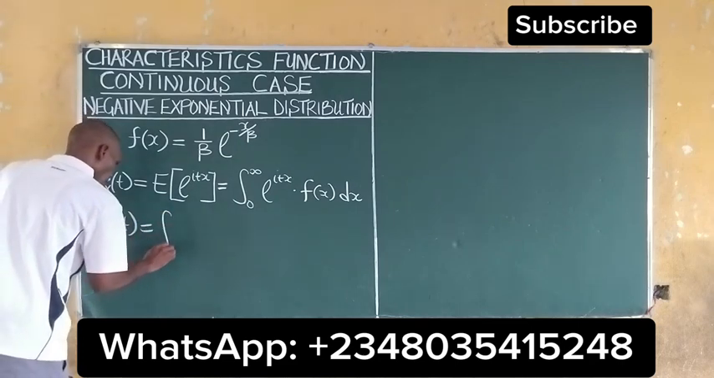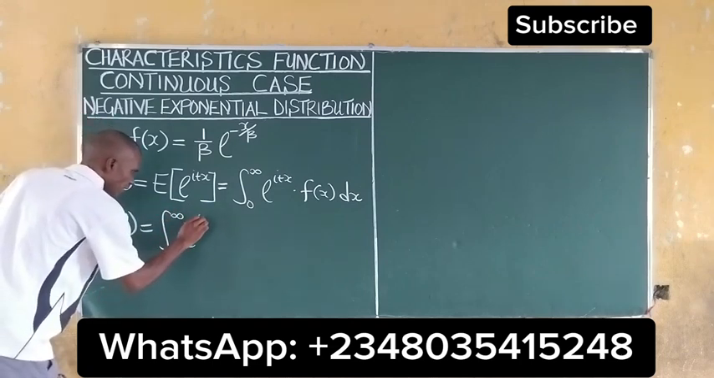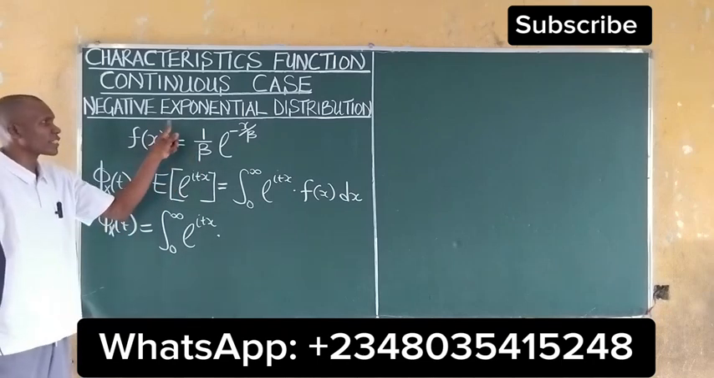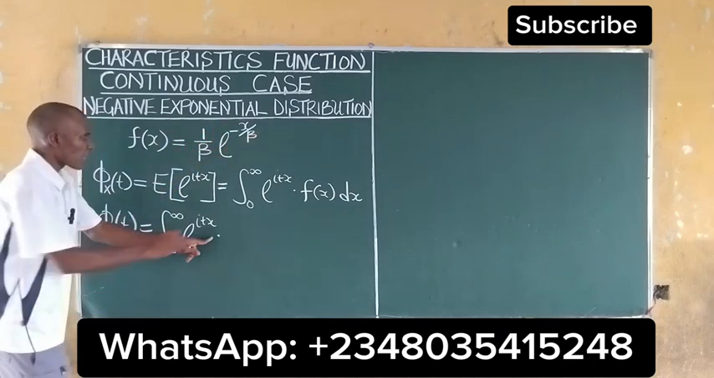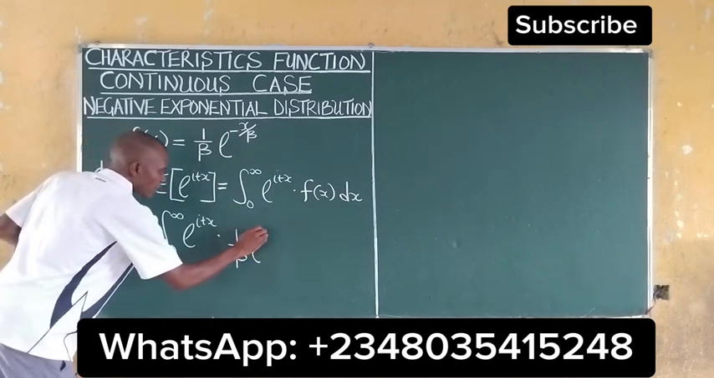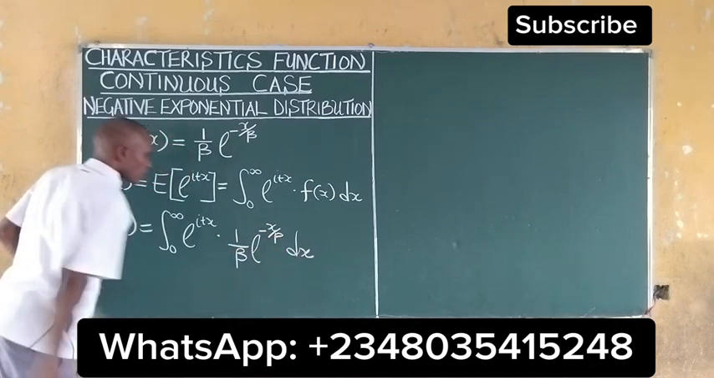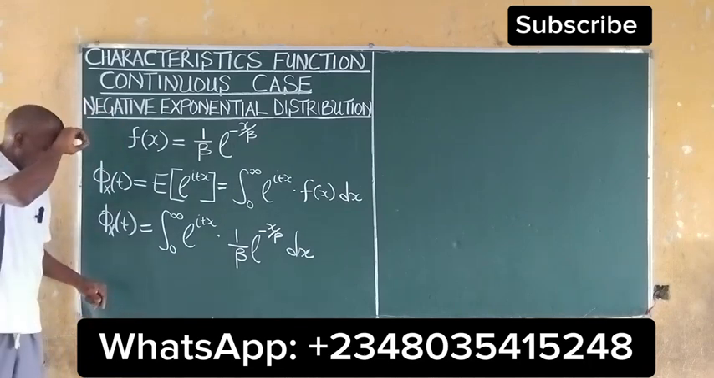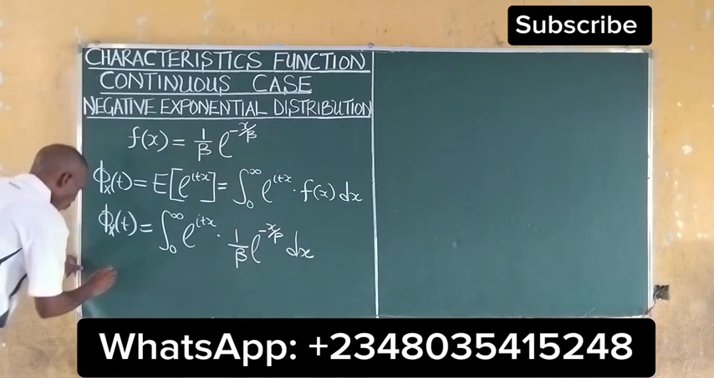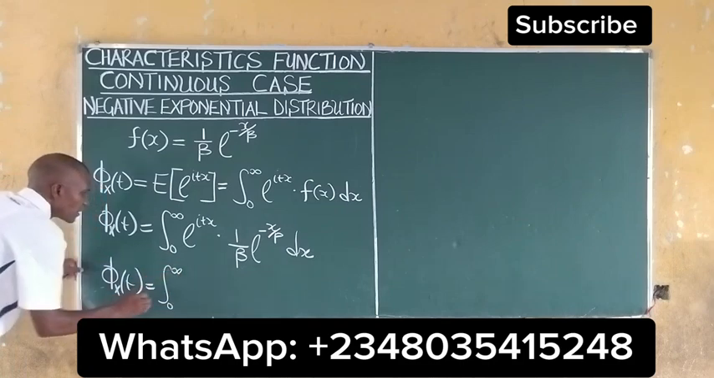Our characteristic function will give us the integral from 0 to infinity of e^(itx) multiplied by f(x), which is the PDF for the negative exponential distribution. And we have it as 1 all over beta multiplied by e^(-x/beta) dx. So the next thing to do is to bring out this 1 all over beta, which is a constant.